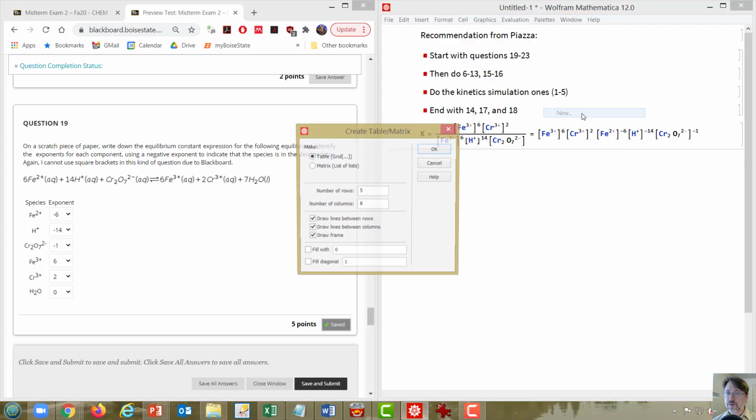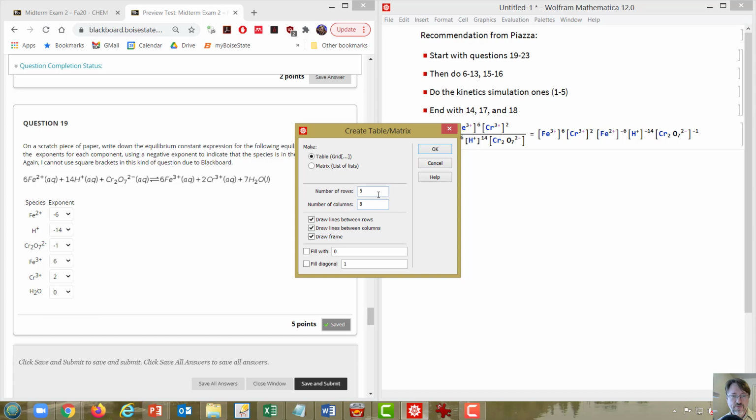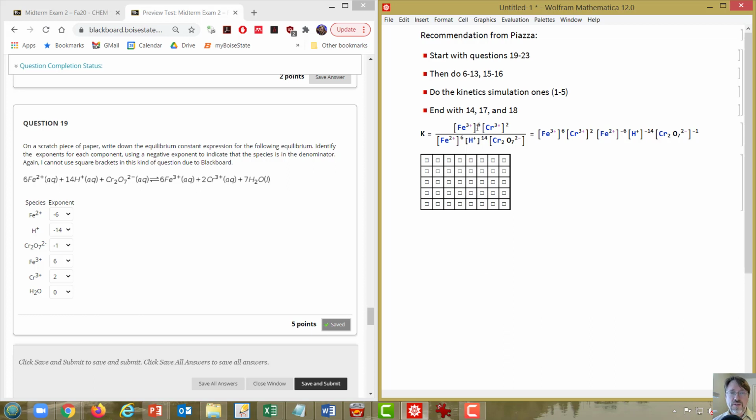Obviously, on a scratch sheet of paper, it's going to be easier for you. So I'm going to do 8 columns, and I'm going to do 5 rows, and you'll see why I'm doing that in a moment. So I'm going to put the species across. There are 6 of these. Oops, I'm not doing this right. This is a product, of which we have 3. This is a product. We have 2 of those.